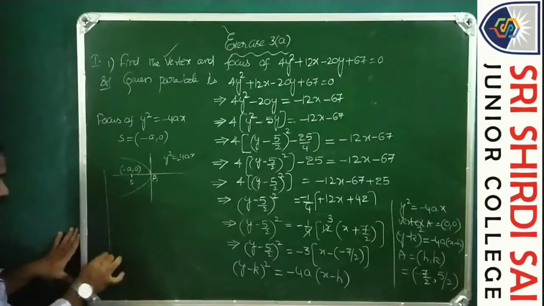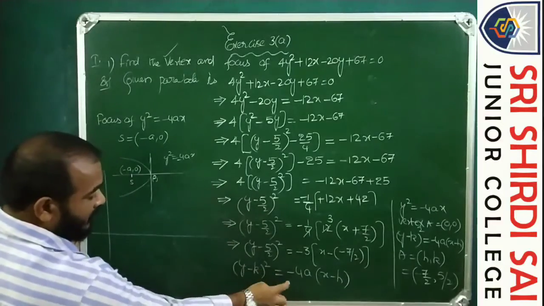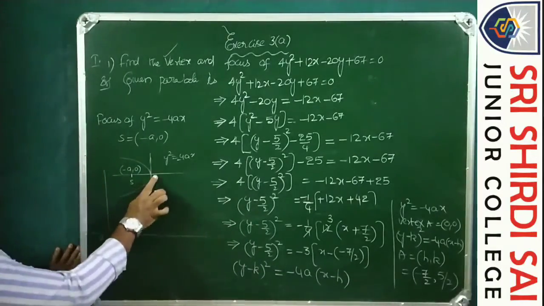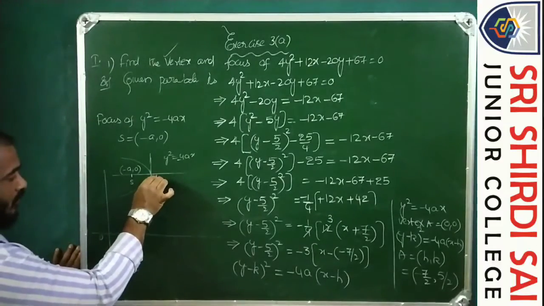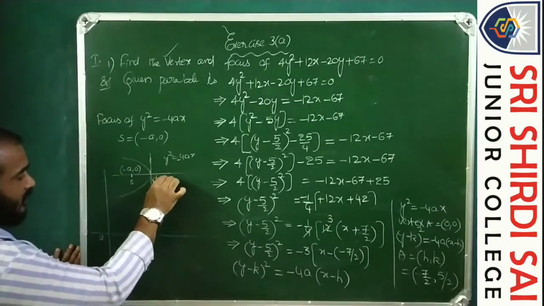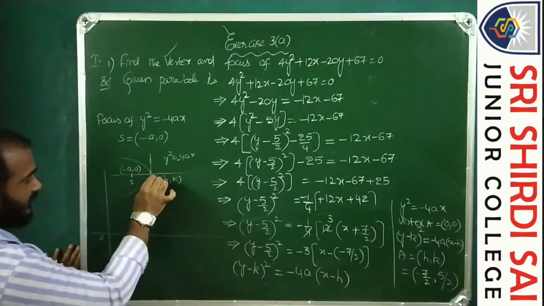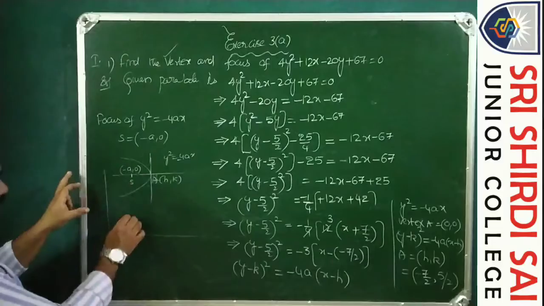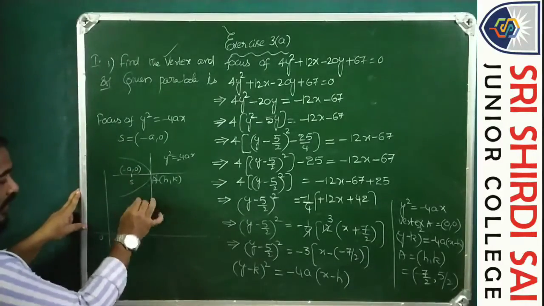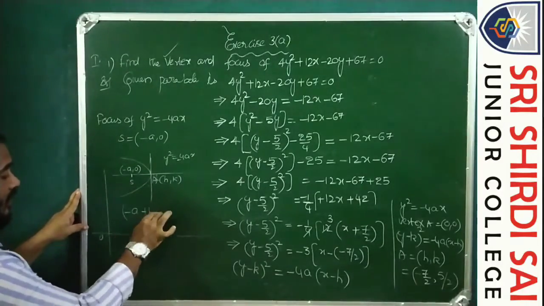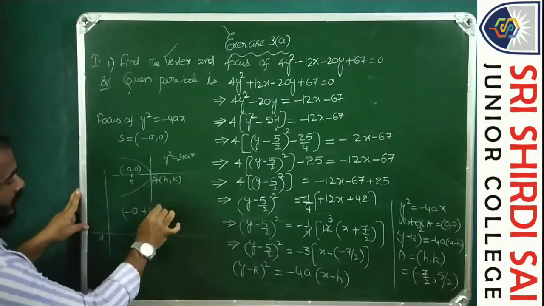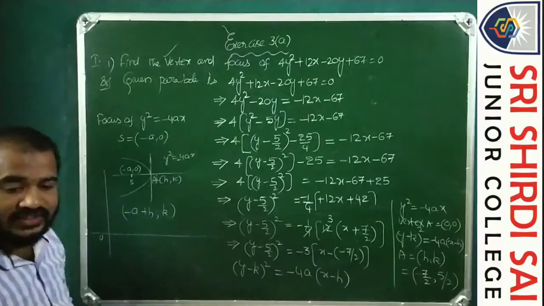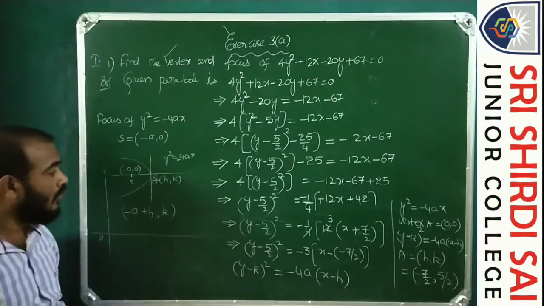But here this parabola is like this. The origin is here and the shifting of origin has happened. The new origin O dash is (h, k) here. This is the vertex now. So therefore, for (minus a, 0), additionally h would be added here, and to 0, k would be added. So minus a plus h is what we need to find.